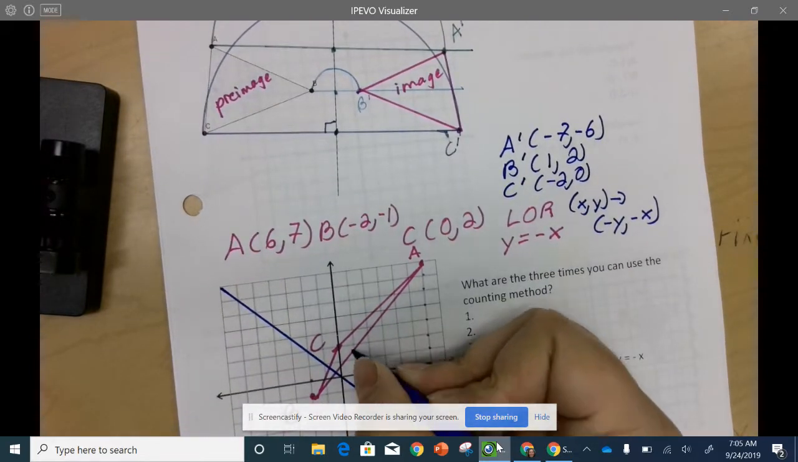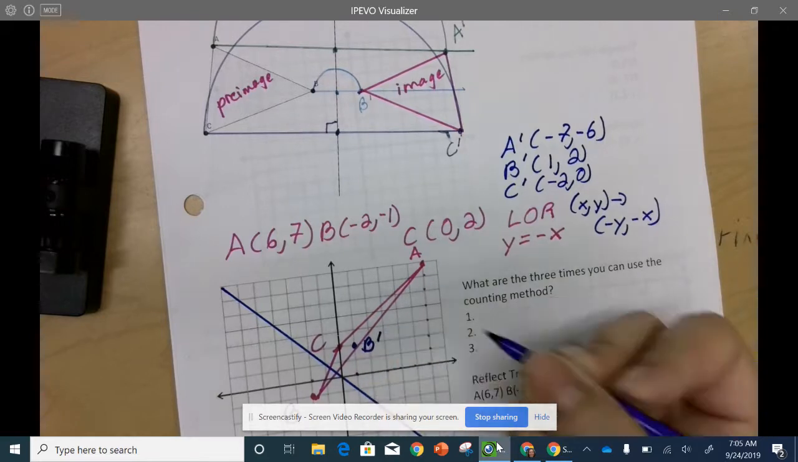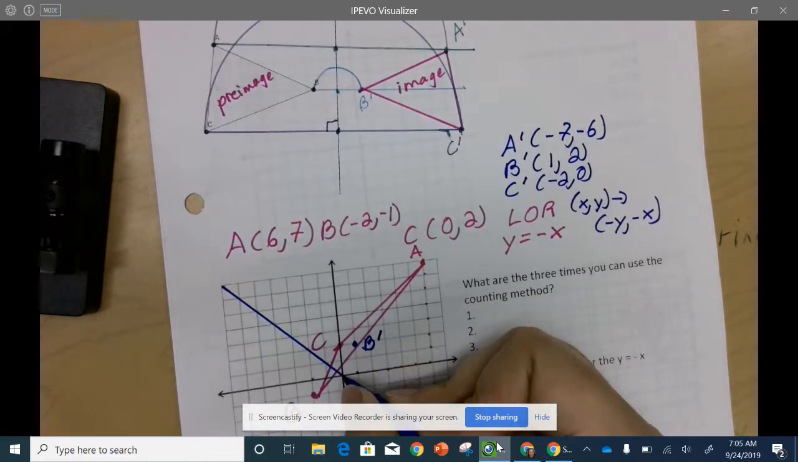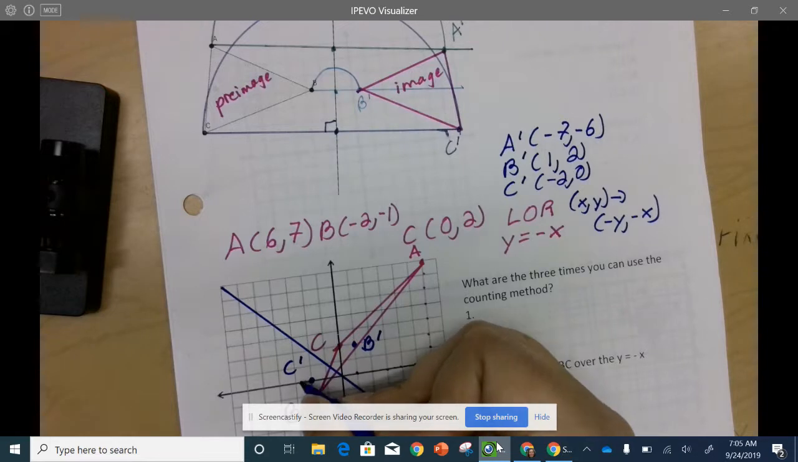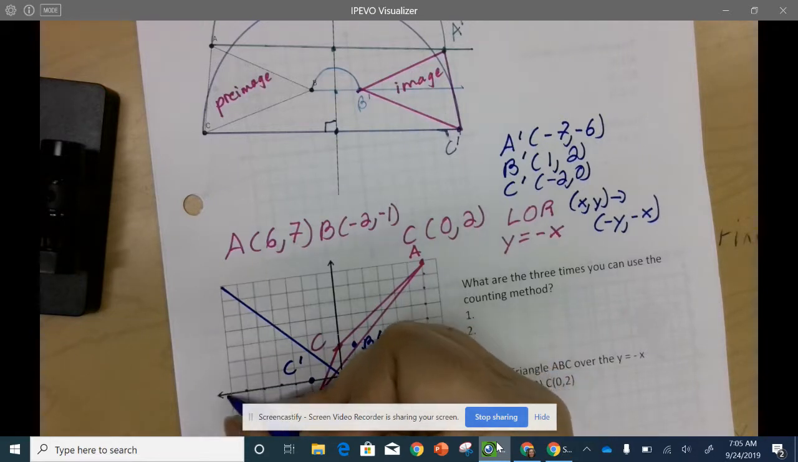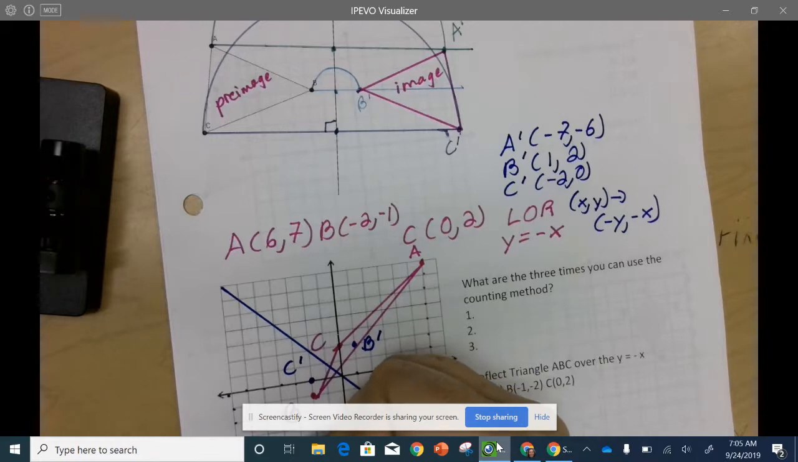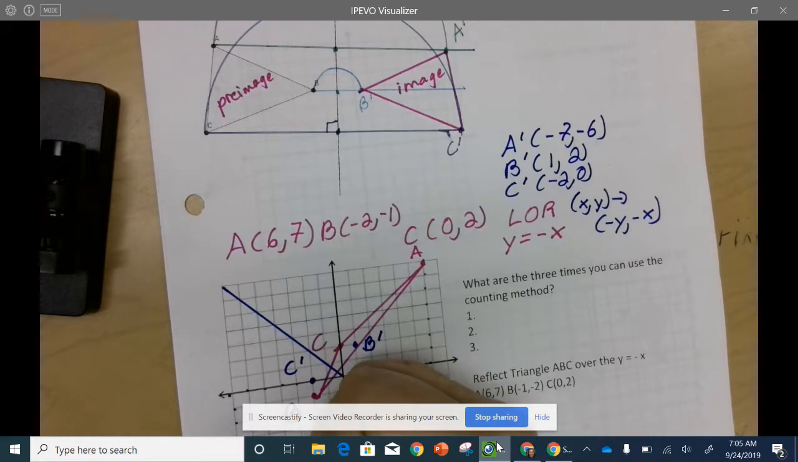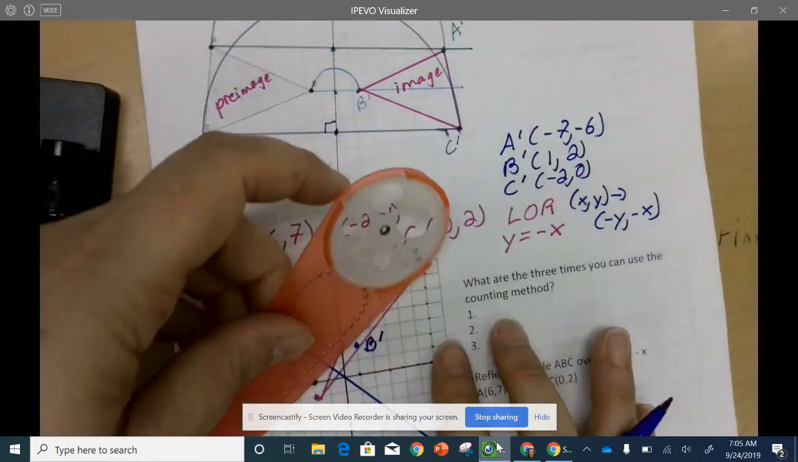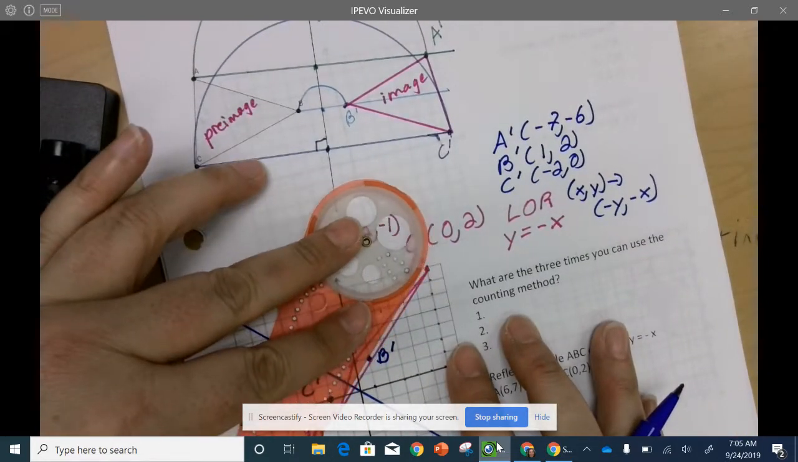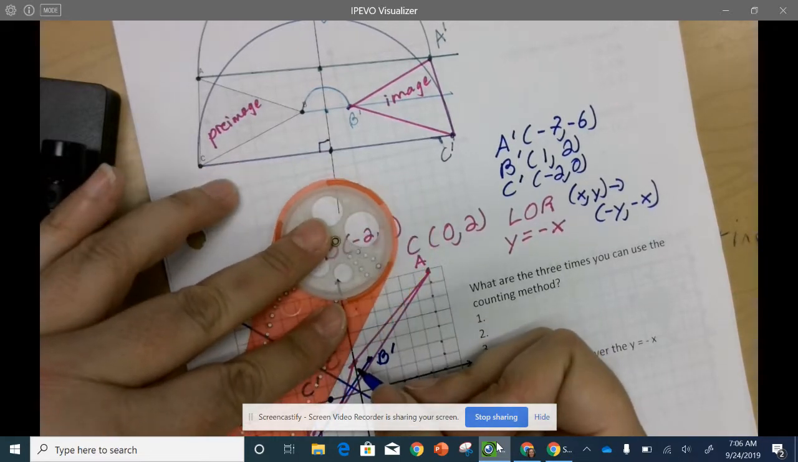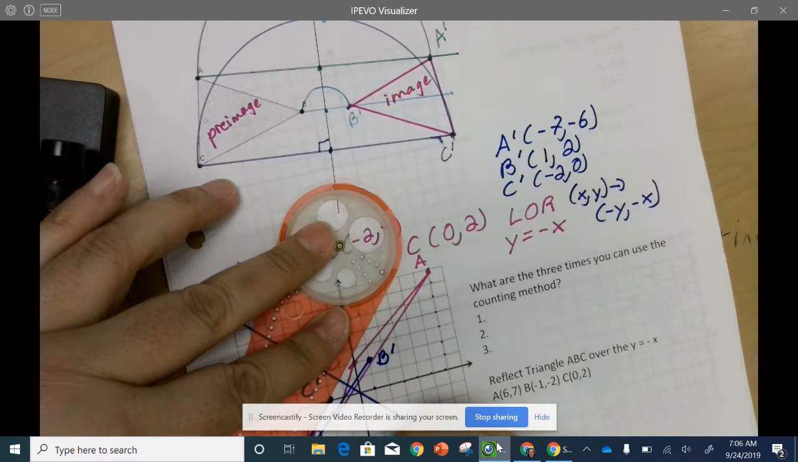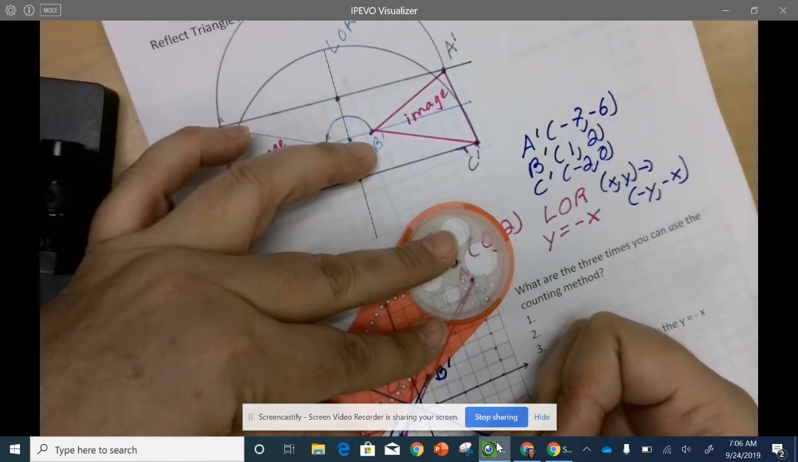So B is at 1, 2 for B prime. Okay, and then C is at -2, 0, C prime. And then B is at, so 3, 4, 5, 6, 7. 1, 2, 3, 4, 5, 6. Okay, and so now we reflected it. We want to connect our points. So A, B, C. Easy as 1, 2, 3. I know this is like a long triangle.